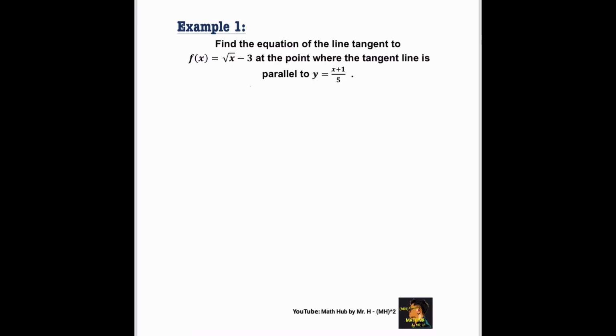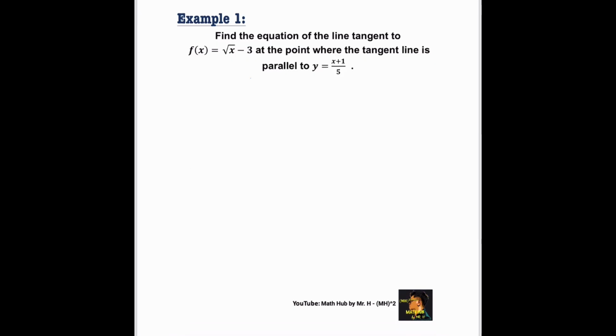Example 1. Find the equation of the line tangent to f of x equals square root of x minus 3 at the point where the tangent line is parallel to y equals x plus 1 divided by 5. So the first thing we need to do is to find the derivative of the given function. But before we do that, we can rewrite this in exponential form, which is x to the power of 1/2. And then we can proceed with finding the derivative.